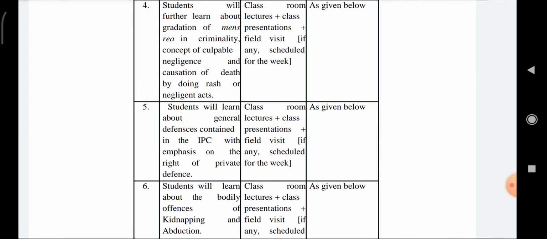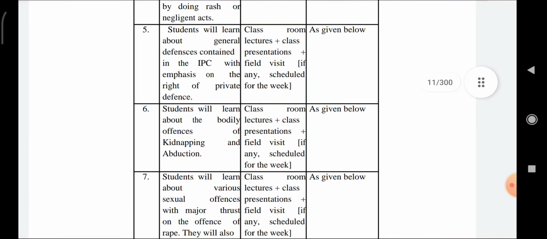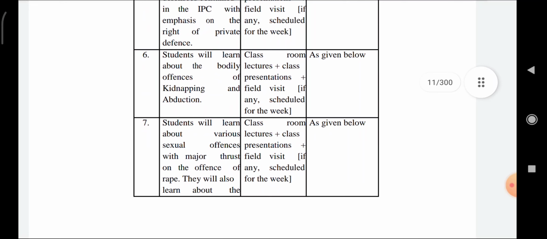Students will further learn about the gradation of mens rea and, in criminality, the concept of culpable negligence and causation of death by doing a rash or negligent act. Students will learn from unit 5 about general defenses contained in the IPC with emphasis on the right of private defense. From unit 6, students will learn about the bodily offenses of kidnapping and abduction.